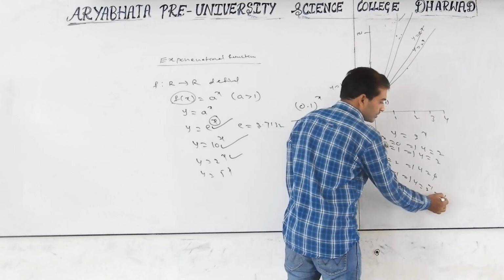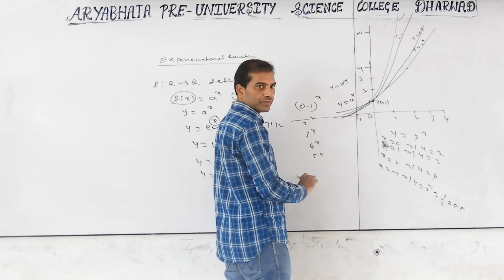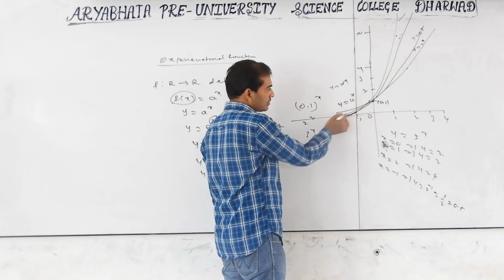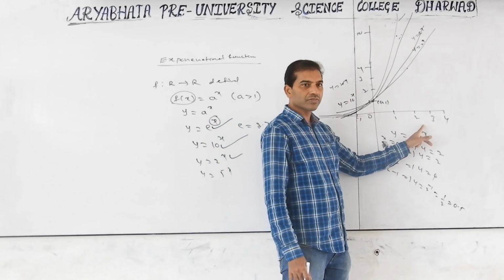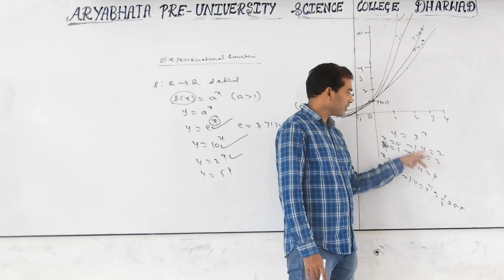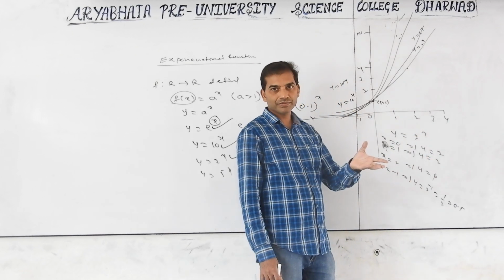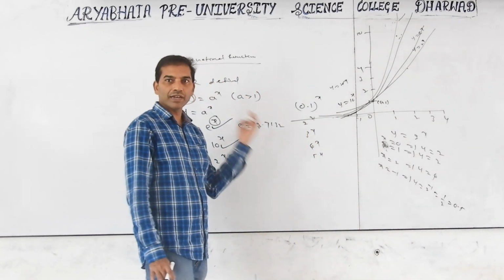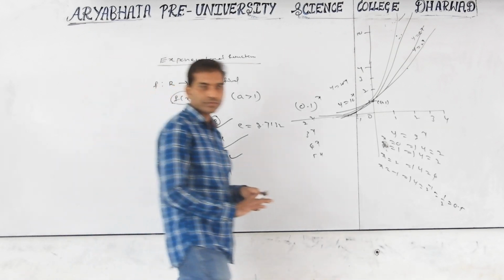1 by 2 means 0.5. If you take minus 1 here, 0.5. Minus 2, 0.7. But it never crosses down. You never get negative values here. By taking any x value, you never get negative values. Therefore, the range of this function is positive real numbers. The range of an exponential function is positive real numbers. Domain is real numbers, range is positive real numbers. Understood?